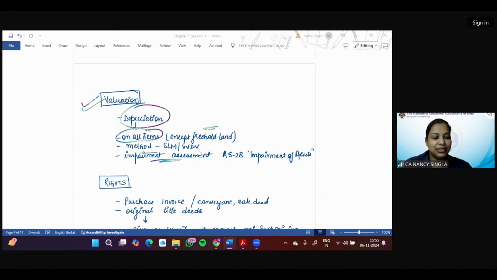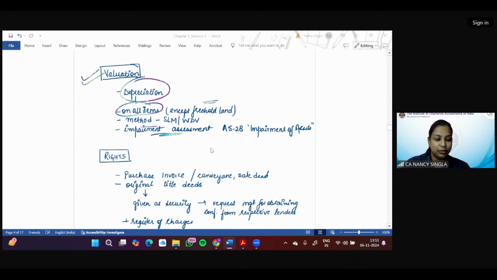So basically, this is the procedure that the company has to follow when there is a reduction in the value of the asset, so as to ensure that the carrying amount of the asset appearing in the books of accounts does not exceed the recoverable amount, right? So if the market value of the asset is very low, the company may go for the impairment of assets. And the relevant accounting standard is AS 28, right?